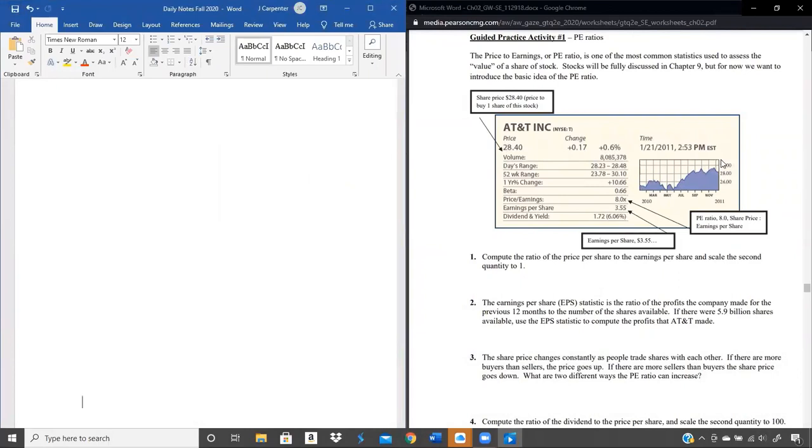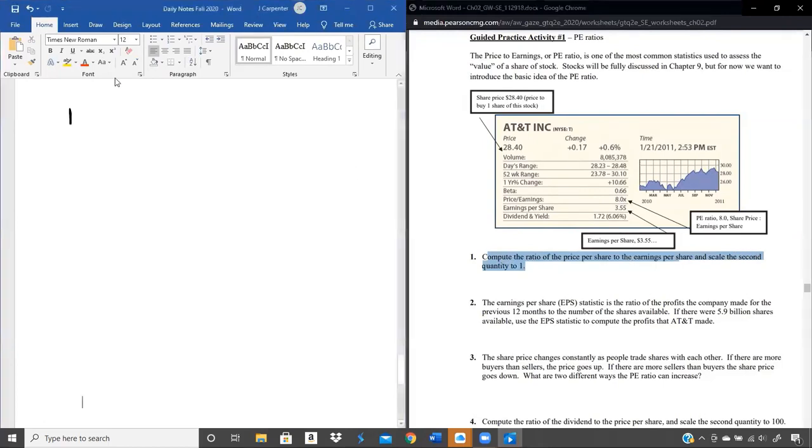All right, so getting to the point, they ask us to, number 1, compute the ratio of the price per share to the earnings per share. So they ask us to make a ratio. So they want us to make a fraction, and they want us to do the price per share in the top to the earnings per share in the bottom. And then they want to scale the second quantity to 1.